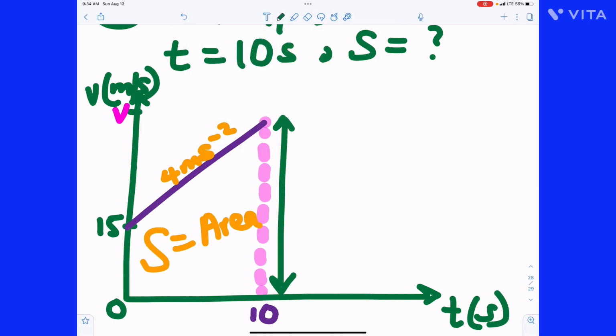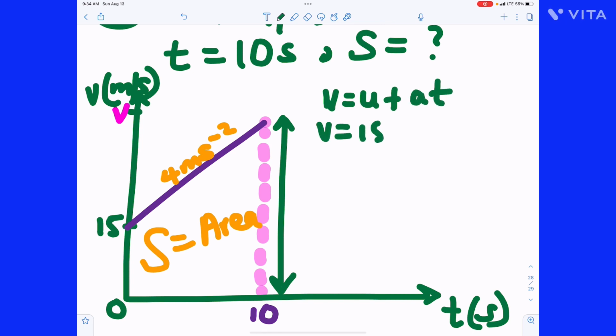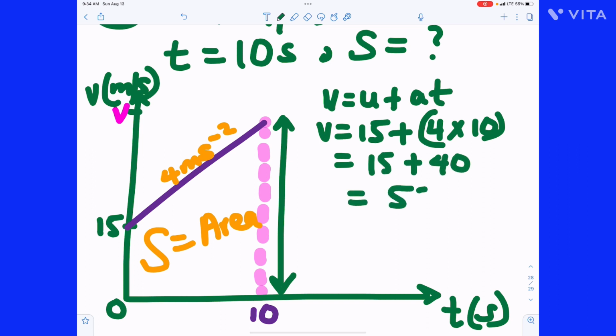To get V, I'll do V is equal to U plus AT. V will be 15, which is the initial velocity, plus 4 times 10. It accelerated at 4 meters per second squared for 10 seconds. So U plus AT will be 15 plus 4 times 10. That's 15 plus 40, and that's 55. So the final velocity attained is 55 meters per second.